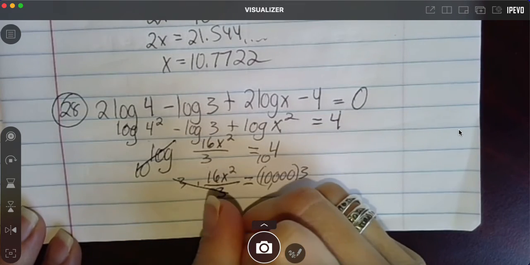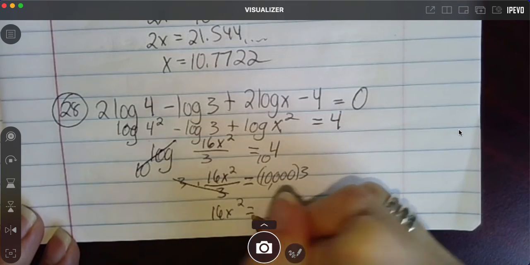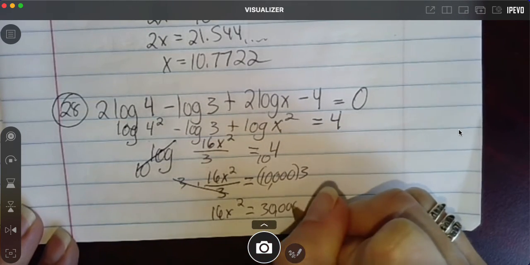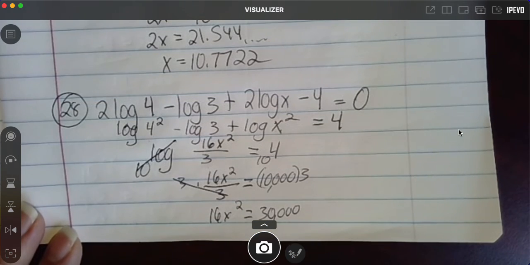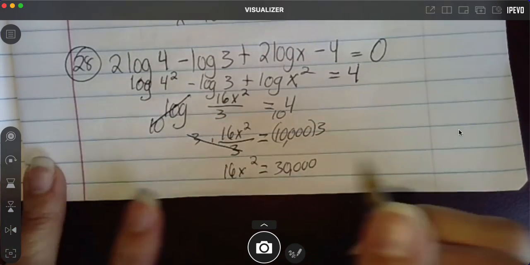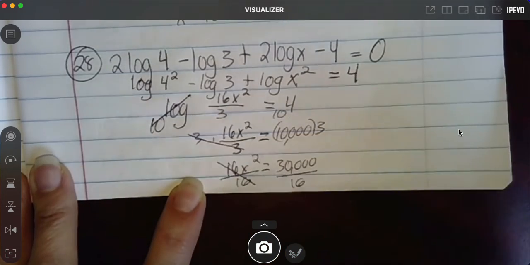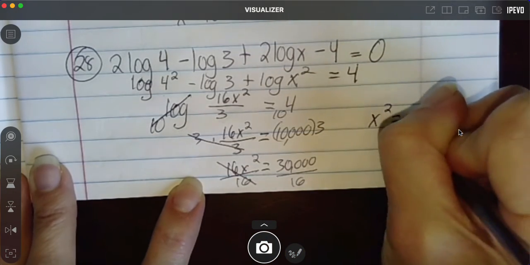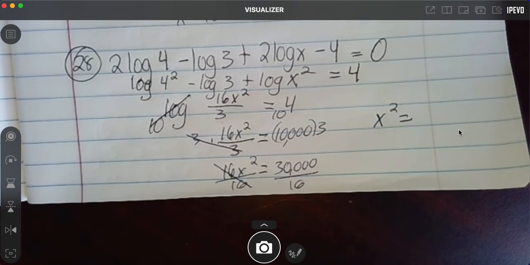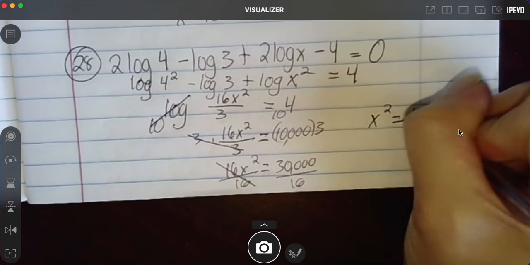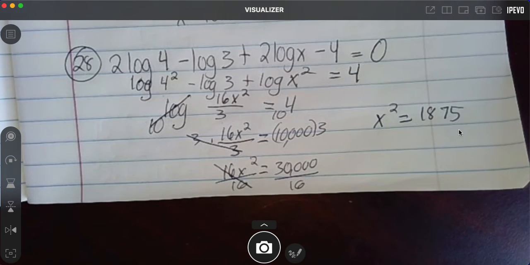You're right. Okay, so 16x squared equals 30,000. Then what are you going to do? Square root. Nope, not yet. Divide by 16. Look, I told you we were going to do that. So x squared equals, what's 30,000 divided by 16? 1,875. Okay, then what are we going to do?